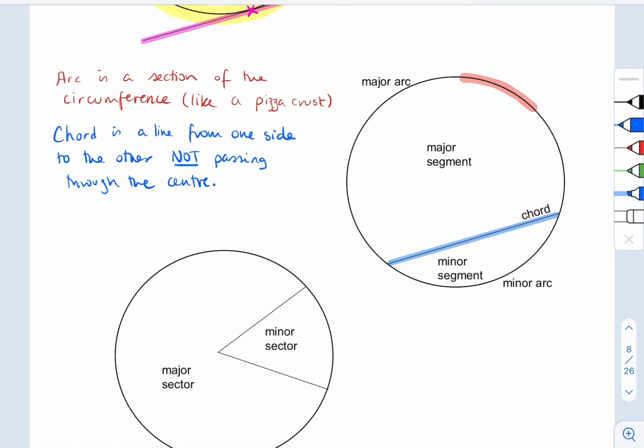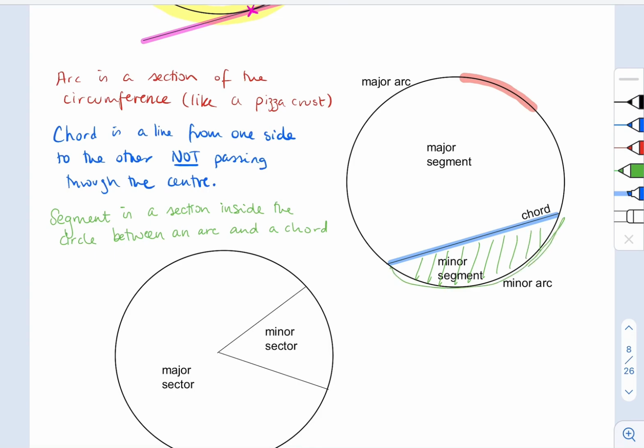And the last definition here is a segment. A segment is a section inside the circle between an arc and a chord. So, for example, you have a major and minor, so one's bigger than the other. This is a segment because the bottom bit here is an arc and the top bit is a chord. So it's like a really badly cut pizza.